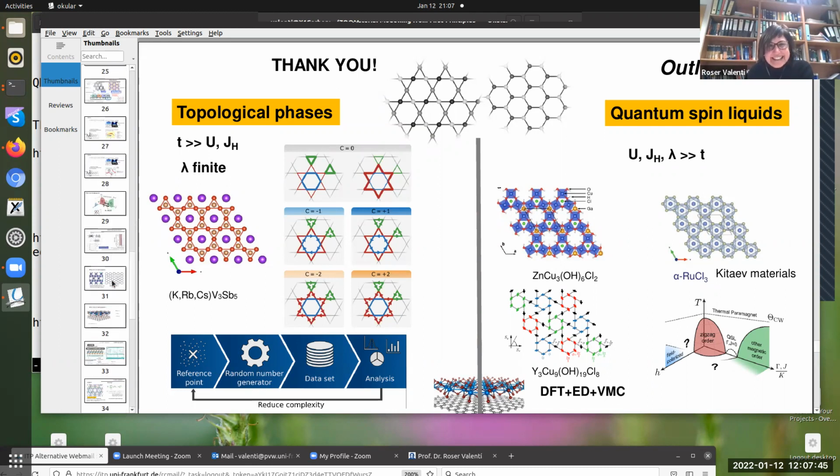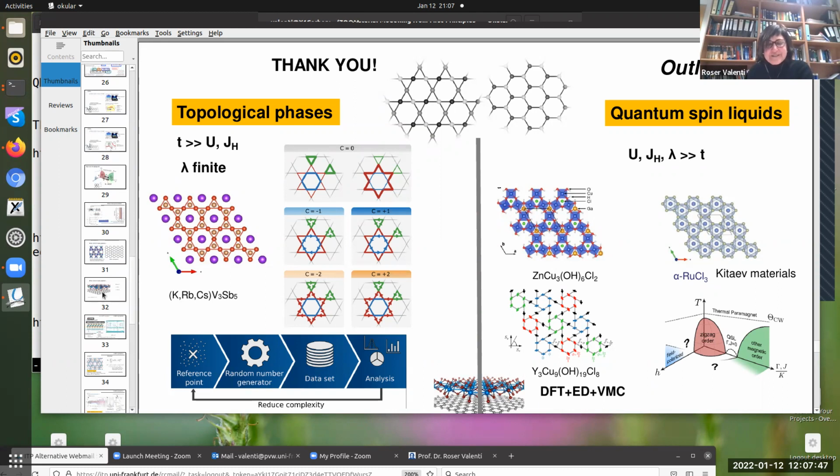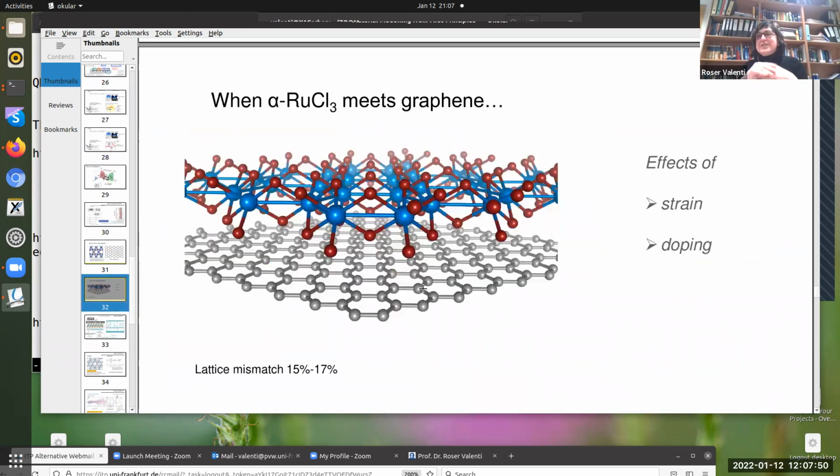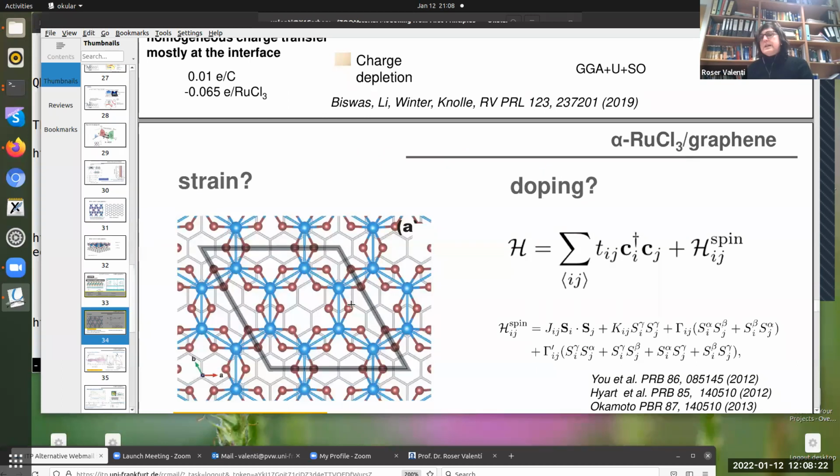Let me show the slide. I thought I was really running out of time. So okay, this is your question. When we do these calculations, we let the whole system relax, and basically what we find is that it's rather uniform. In the experiment, it's basically flakes of alpha ruthenium trichloride on graphene, and the most important question is how you orient these flakes. What we did is we tried many different orientations, to find which is the best way that the systems like to orient.